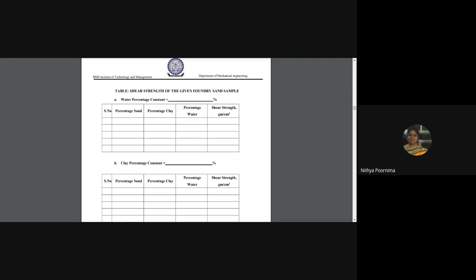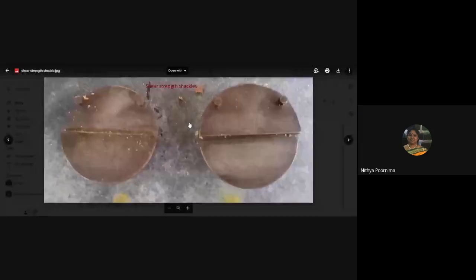Okay, so with this, we will see how the shear strength shackles appear. See, this is how your shear strength shackles will be. Can you see at the center line, there will be a groove which has been present here? On both top sides, two grooves will be produced. And this is how your shear strength shackles will look like.